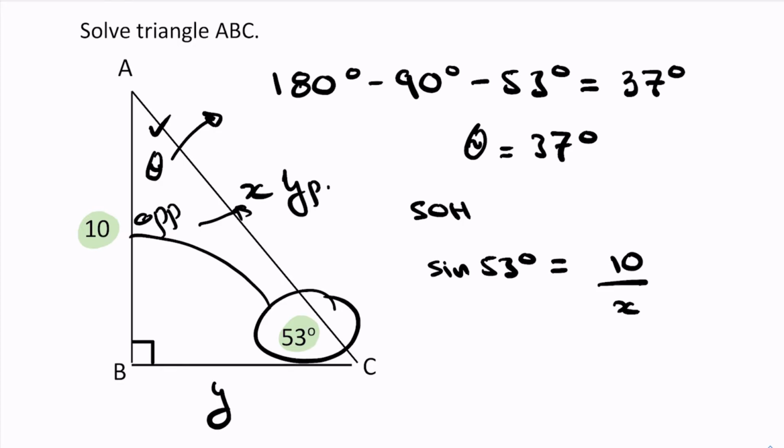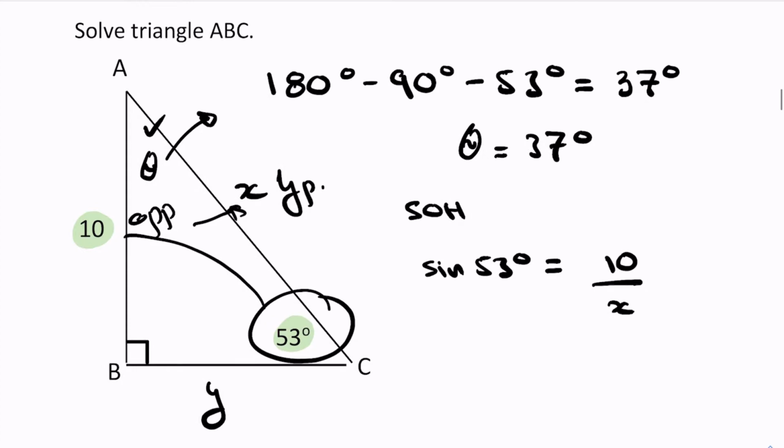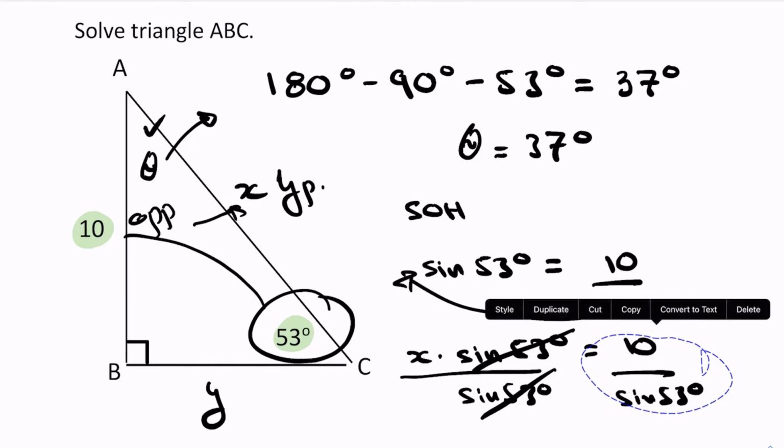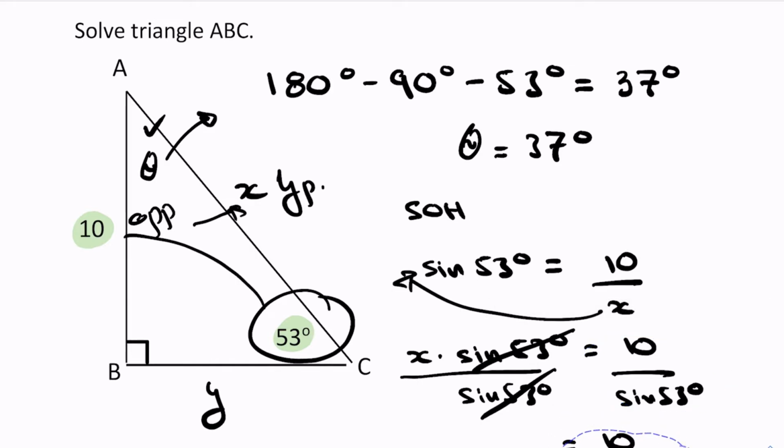I'm just going to rearrange this. I'm going to bring the x up here and write x times sine 53 degrees equals 10. And I'm going to divide both sides by sine 53, because what that does is isolate the x value. And all I'm left with now is the value of 10 over sine of 53, which we can do on a calculator.